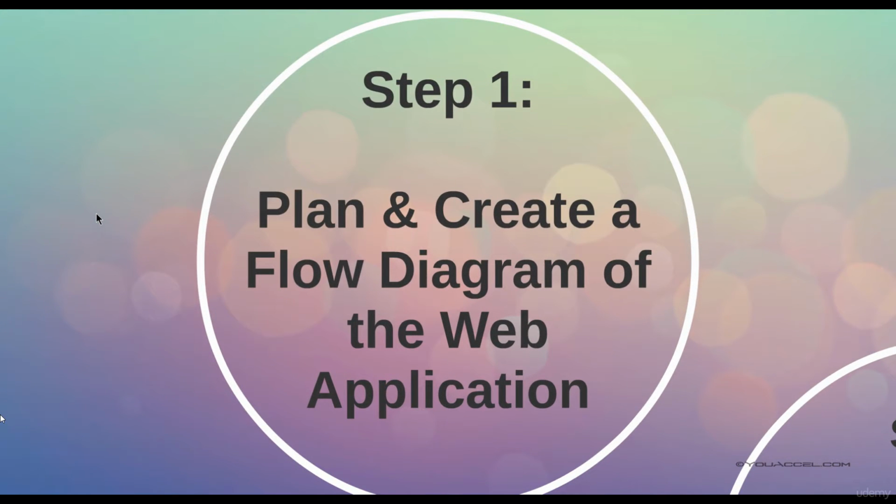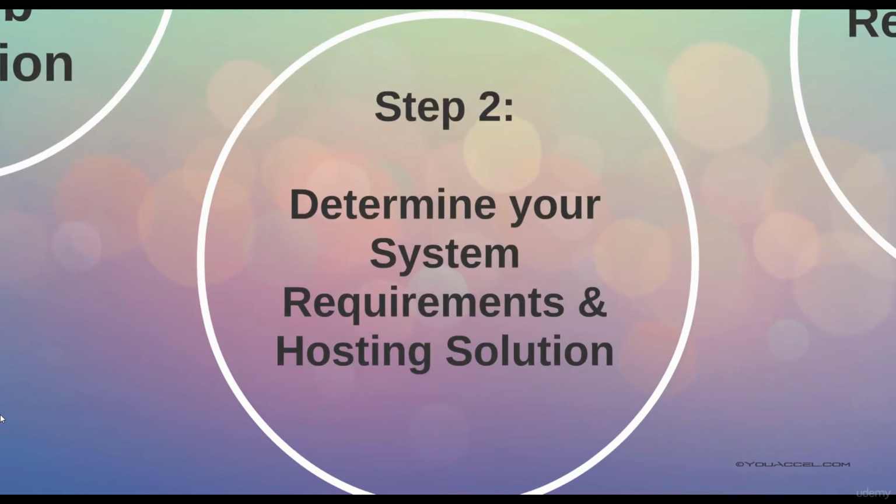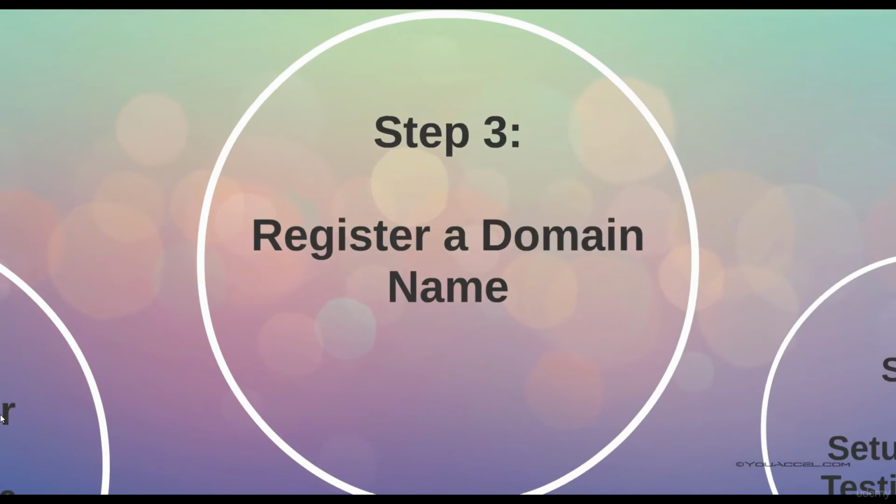Step 1 is to plan and create a flow diagram of your website. Step 2 is to determine your system requirements and preferred hosting solution. Step 3 is to choose a domain name and register it. The domain name is what people will use to access your website. It's your web address.